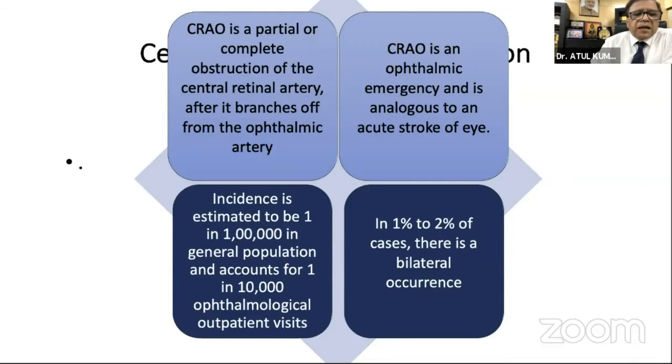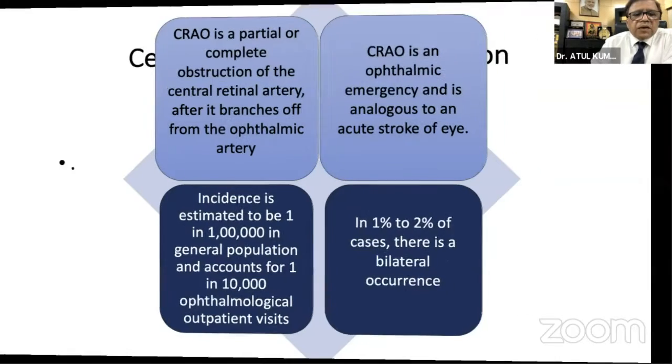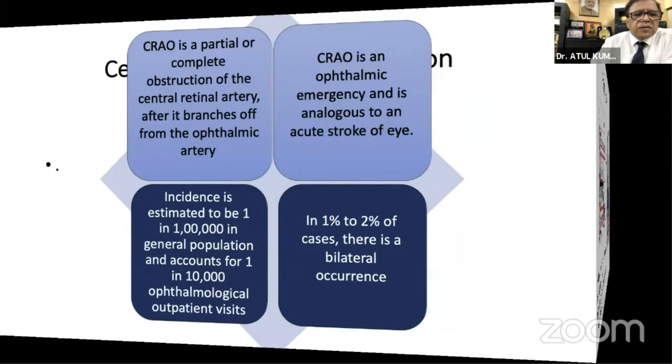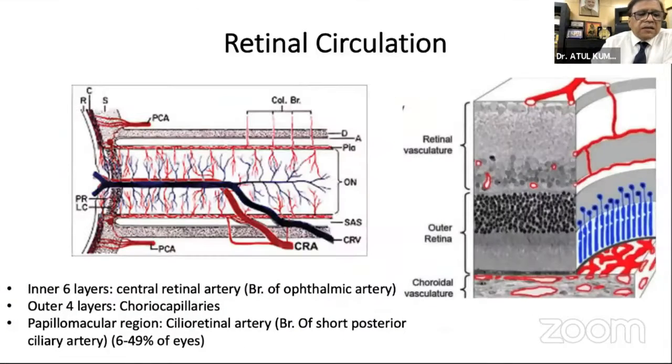There may be a bilateral occurrence, but that's again very rare, 1 to 2%. The inner 6 layers of the retina are supplied by the central retinal artery, and the outer 4 layers of the retina are supplied by the choroidal artery. You also have to understand that a cilioretinal artery, supplying the papillomacular bundle, is present in 6 to 49% of cases, and may be absent in other cases.